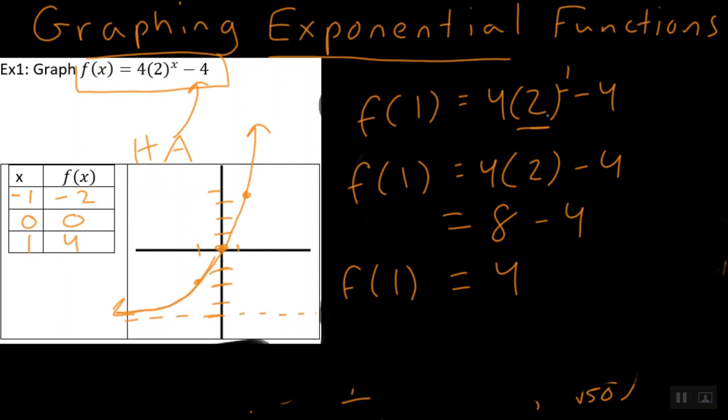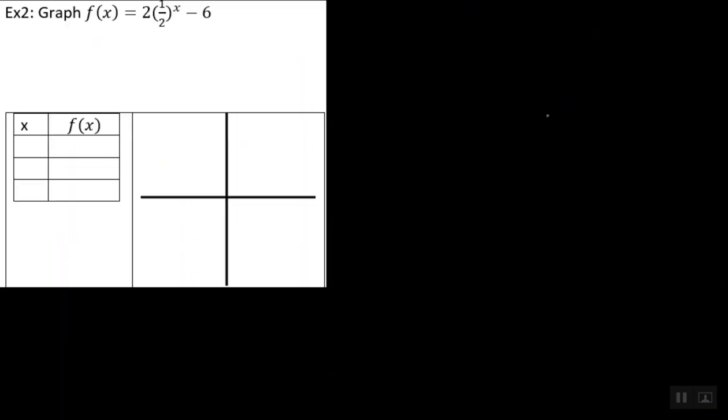All right. Now I know that I hit you with two especially confusing new rules, so let's go ahead and look at one more example. Okay, for example 2, we have graph f of x equals 2 times (1/2) to the power of x minus 6. Notice that 1/2 is actually less than 1. This indicates that we're actually going to have exponential decay. That means that from left to right, this is actually going to be a decreasing function.